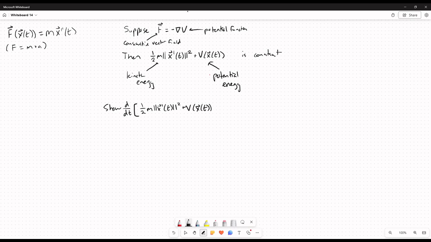How are we going to do that? Well, first of all, whenever I see a norm, especially a norm squared, I am just incredibly tempted to turn that into a dot product. So I'm going to rewrite this as 1/2 m times, oh, no norm sign, I want to write this as a dot product. We'll have x prime of t dotted with x prime of t plus v of x of t.